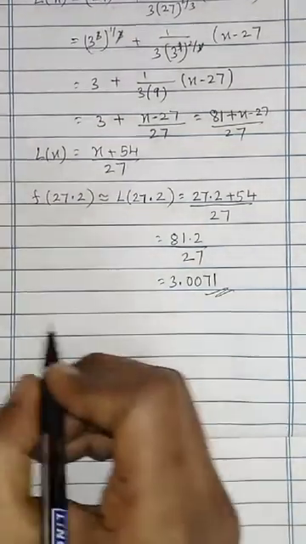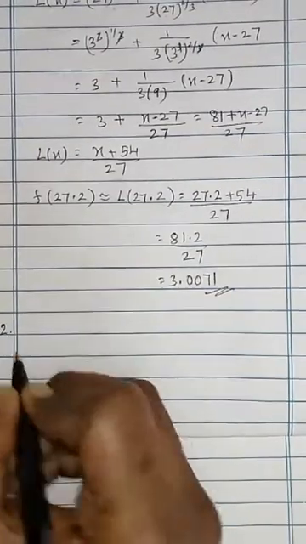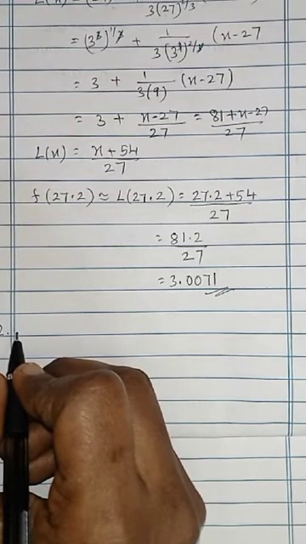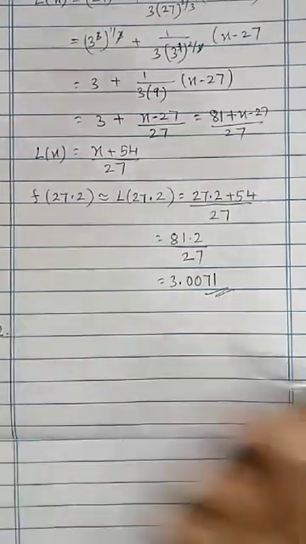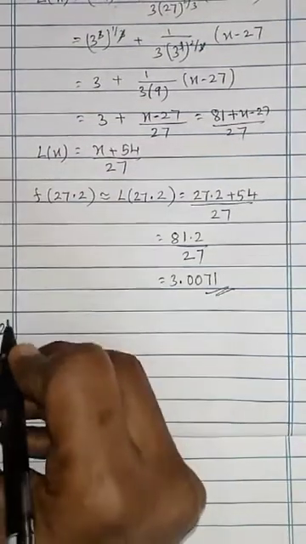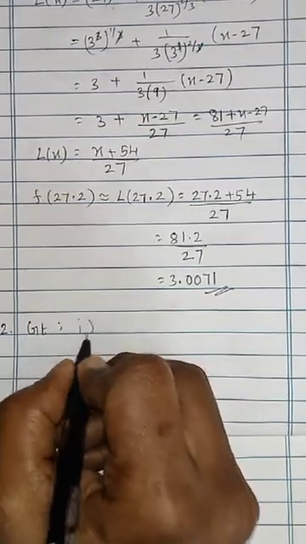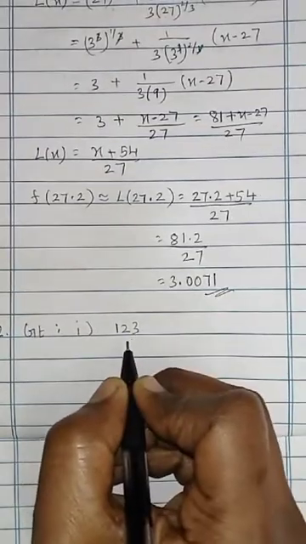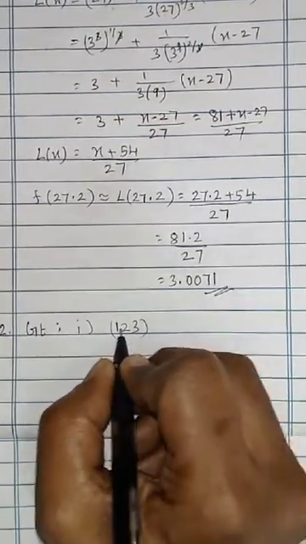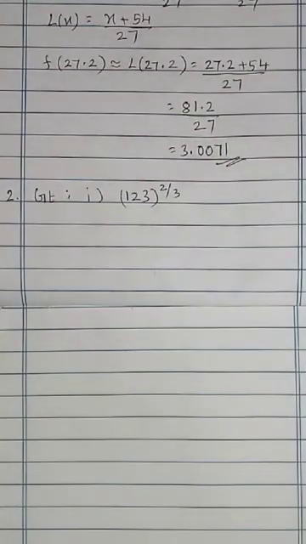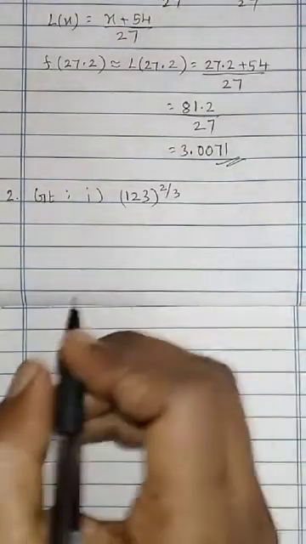Okay, next, second question. Use the linear approximation to find the approximate value of some, three subdivisions are given, like your first problem only. So what is that one? First subdivision: 123 power 2 by 3. Okay, what is the question? Use the linear approximation to find the approximate value.